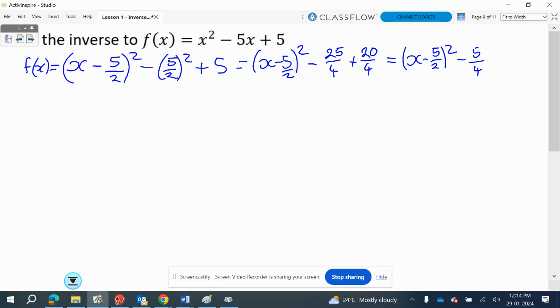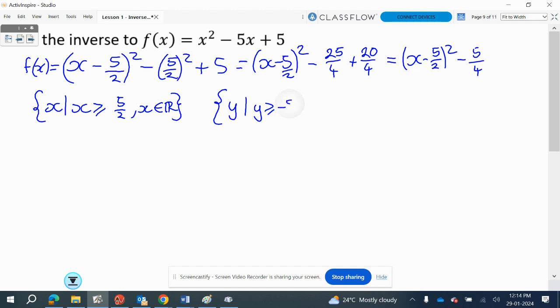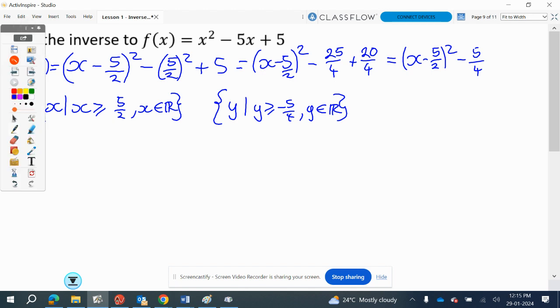Here we can see the coordinates of the vertex, so the domain needs to be restricted to x is greater than or equal to 5 over 2. What is the range? So we can restrict it and we get our answer there like that one. So that's method 1.